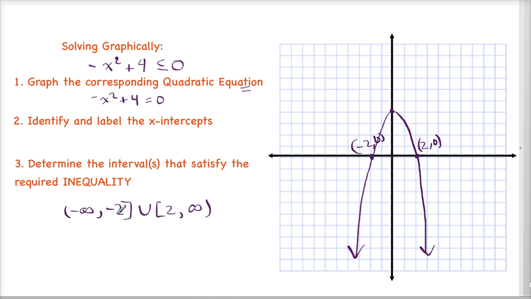So from negative infinity to negative 2, and then 2 to positive infinity. Our other solution, if we wanted to find out where this was greater than, would have just been between negative 2 and 2. Okay, so those are 3 steps there to solving graphically. Sometimes they'll even just give you the graph, and all you have to do is jump right to step 3 and identify the intervals there. So that'll be a little bit easier.